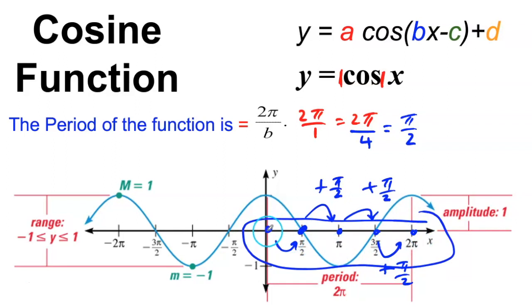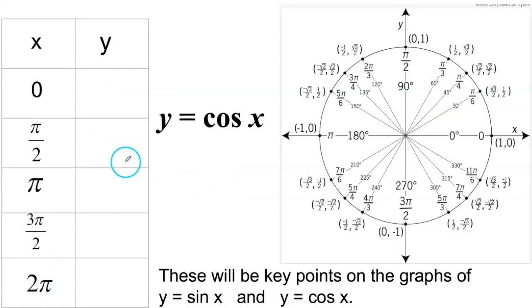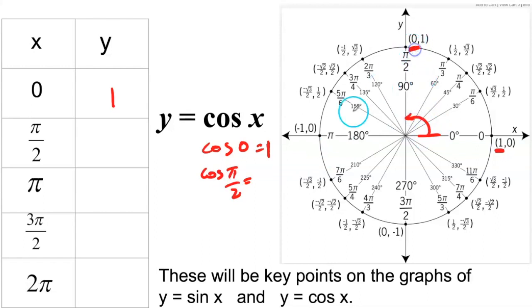Okay? Now let's go to those values. 0, pi over 2, pi, 3 pi over 2, and 2 pi. So let's fill out the table. My first angle is cosine of 0. Cosine of 0 degrees is here, it's the x value, which is equal to 1. Cosine of pi over 2, pi over 2 is here, equal to 0.